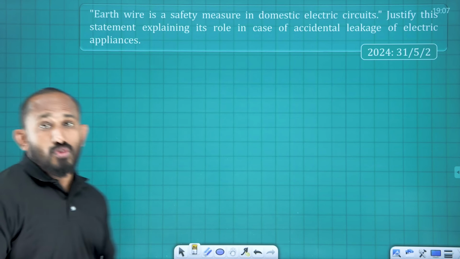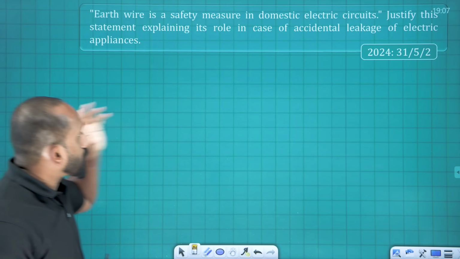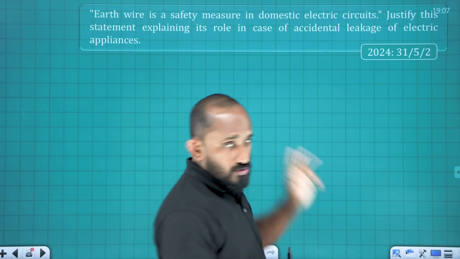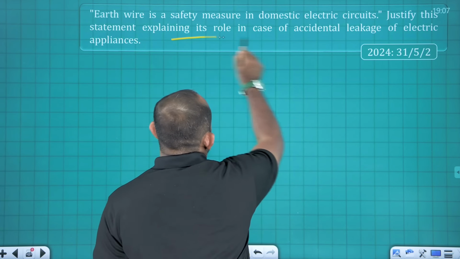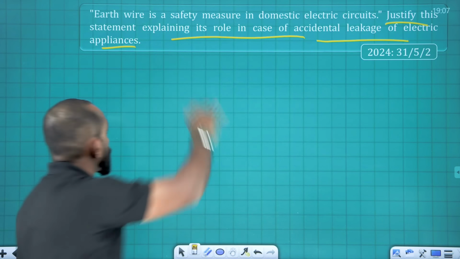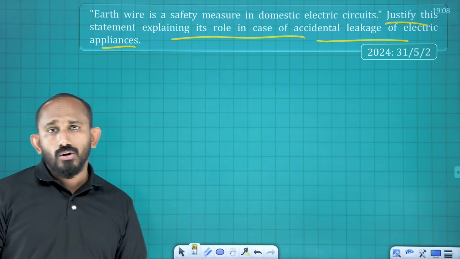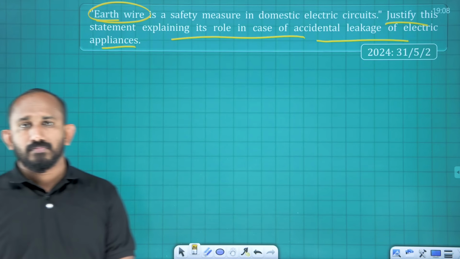Earth wire is a safety measure. So it's regarding the domestic circuit. Earth wire is a safety measure in domestic electric circuits. Justify this statement, explaining its role in case of accidental leakage of electric appliances. So in our domestic circuit, earth wire is one of the major safety measures.